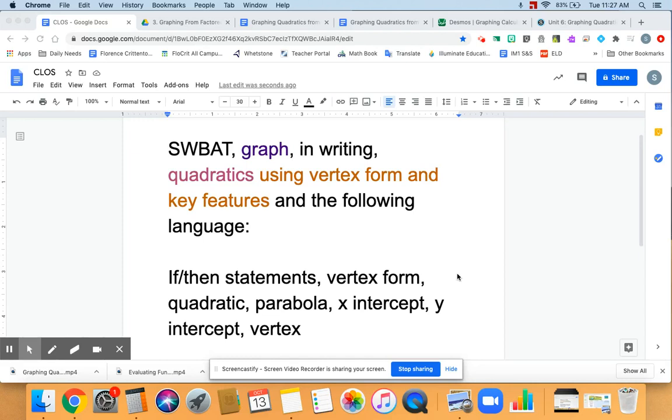The CLO for this lesson is students will be able to graph and write quadratics using vertex form and key features with the following language: if-then statements, vertex form, quadratic, parabola, x-intercept, y-intercept, and vertex. So, in your own words, what do you think we're going to learn how to do in this lesson?